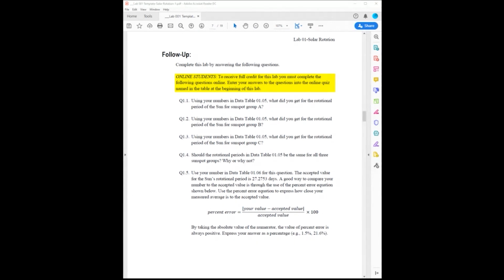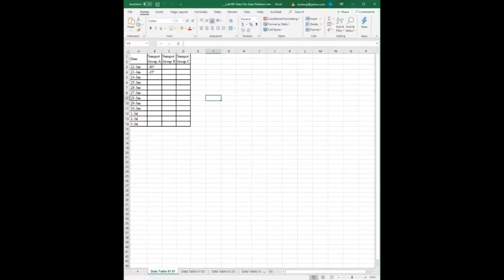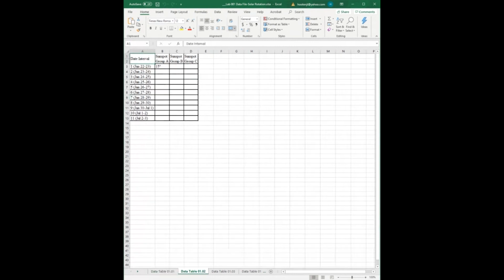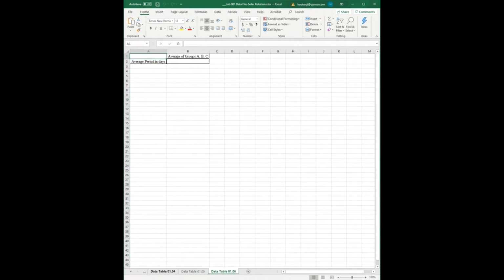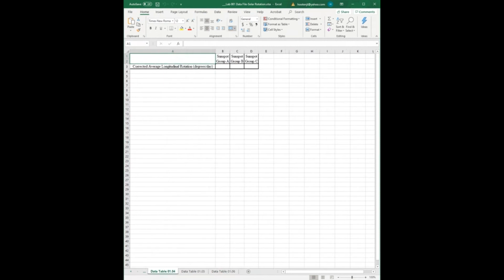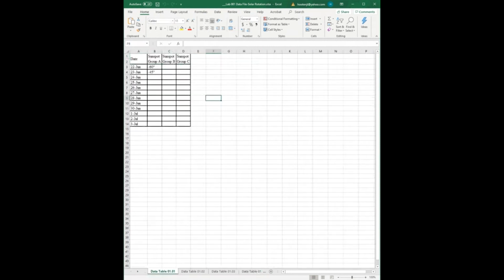Okay, there's another file here that I'd like to open up. This is the Excel file, and you'll notice down at the bottom there's data table 1.01. The next tab says data table 1.02, and the next tab is 1.03, then 1.04, then 1.05, and then 1.06. So all of your data tables are here, and you can switch back and forth between the various data tables by changing these tabs down here at the bottom.